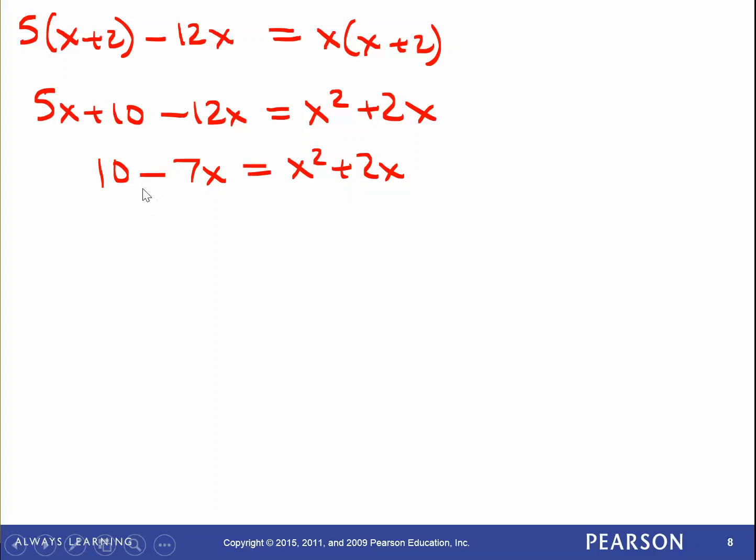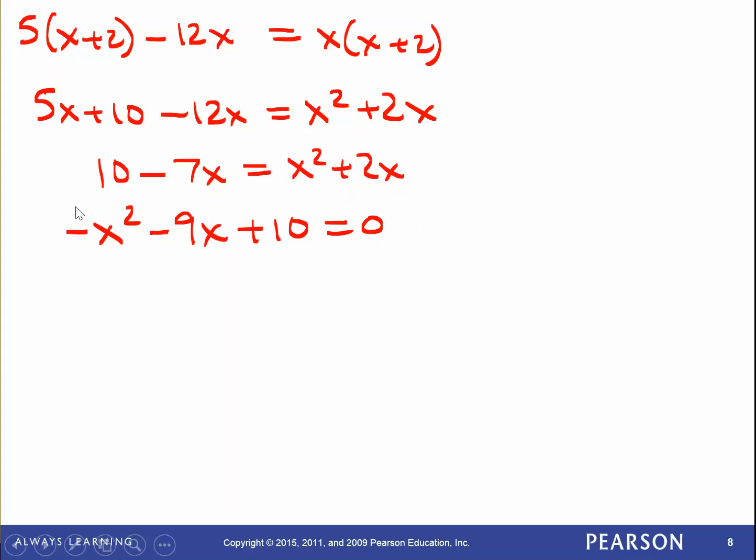Okay, this way it kind of depends which way you want to go. You can either subtract the 10, add 7x to bring everything over to the right hand side, or you can move everything over to the left. It doesn't matter which way you go. What I did is I moved everything over to the other side. And the reason why I moved it over to the left side is to show you a little something. So what I really did is I subtracted x squared, subtracted 2x, and then subtract 2x with a minus 7x gives you a negative 9x.